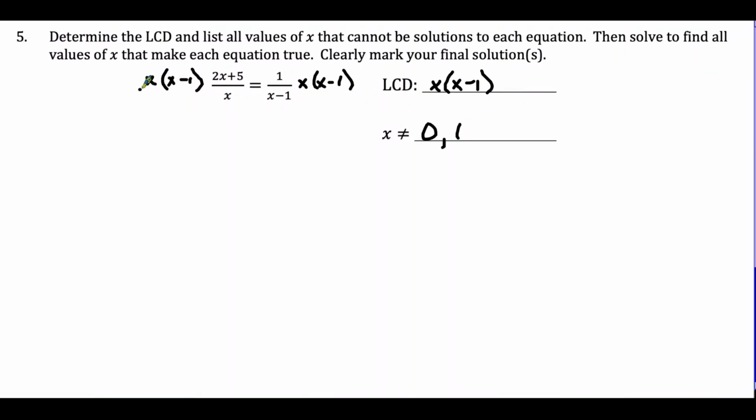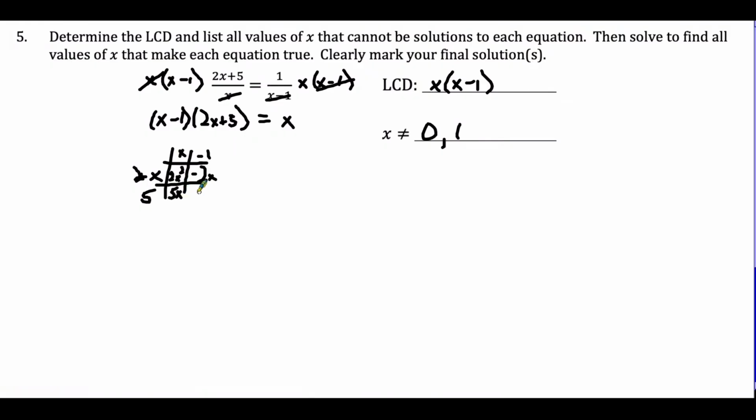On the left side here, my x's cancel, and I'm left with x minus 1 times 2x plus 5. On the right side, my x minus 1's cancel, and I'm just left with 1 times x, which would just be x. So now, just like the last problem, I'm going to have to double distribute. So I'm going to set up my box. I'll have x minus 1 times 2x plus 5. 2x times x would be 2x squared. 2x times negative 1, negative 2x. 5 times x, 5x, and 5 times negative 1, negative 5.